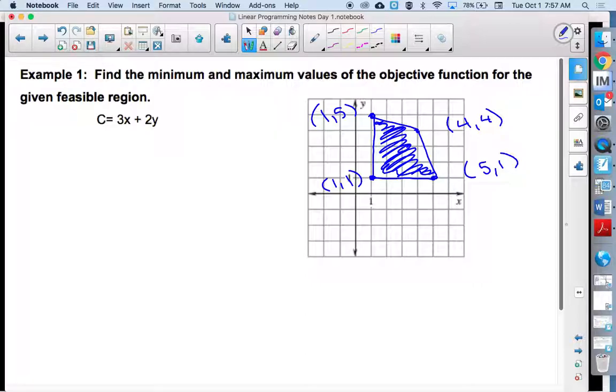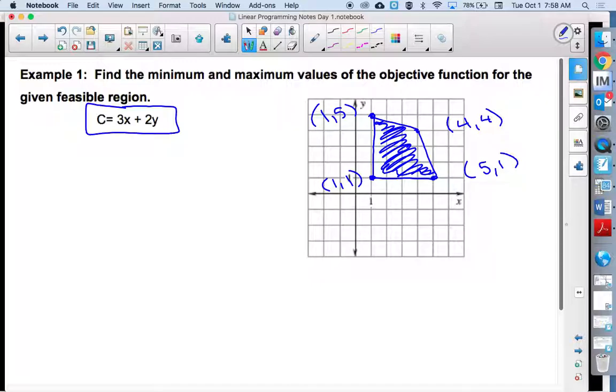In the first couple of questions in the book, I think the first 3, you are given a graph. You don't have to graph it. The graph is already given for you. And you'll be asked to find the minimum and the maximum value of the objective function. So the objective function is this equation right here. That equation gives us the goal of the problem.